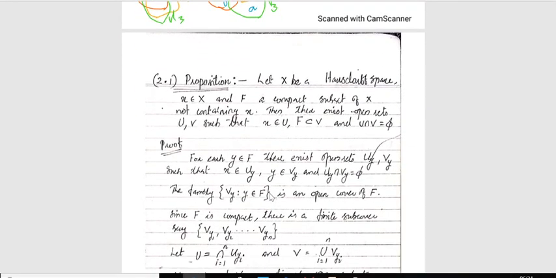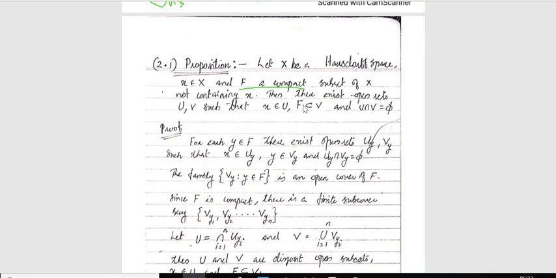2.1 Proposition: Let X be a Hausdorff space, x belongs to X, and F a compact subset of X not containing x. Then there exist open sets U and V such that x belongs to U and F is contained in V, and V intersection U is empty. Previously we considered F as a finite set. Here we are considering F as a compact set. Compact means every open cover has a finite subcover.